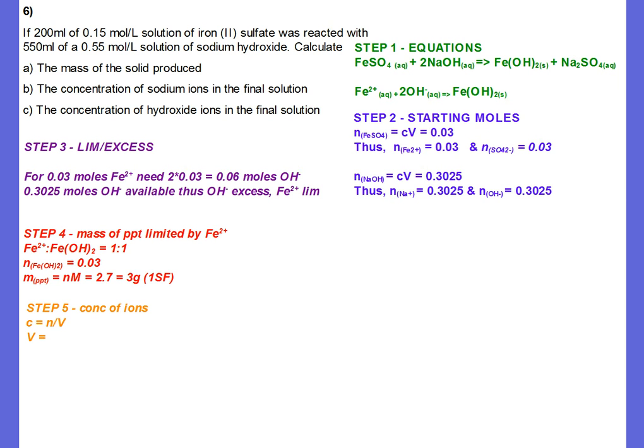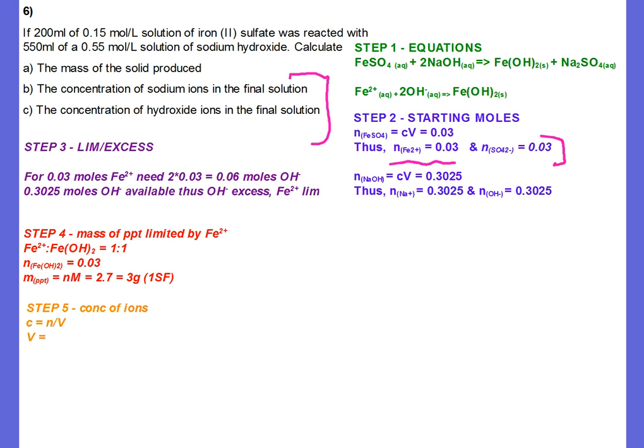Last part of this question is the concentration of ions. We've only been asked for the concentration of sodium ions and hydroxide ions. Just for the record, we know the iron ions are limiting, and therefore their concentration will go to 0 because it'll all be used up. The sulfate ions are spectator ions in this situation, and therefore their number of moles will stay as 0.03. It's easy to divide by the volume, but the question's not asking for that. We're looking for the sodium ions and hydroxide ions.